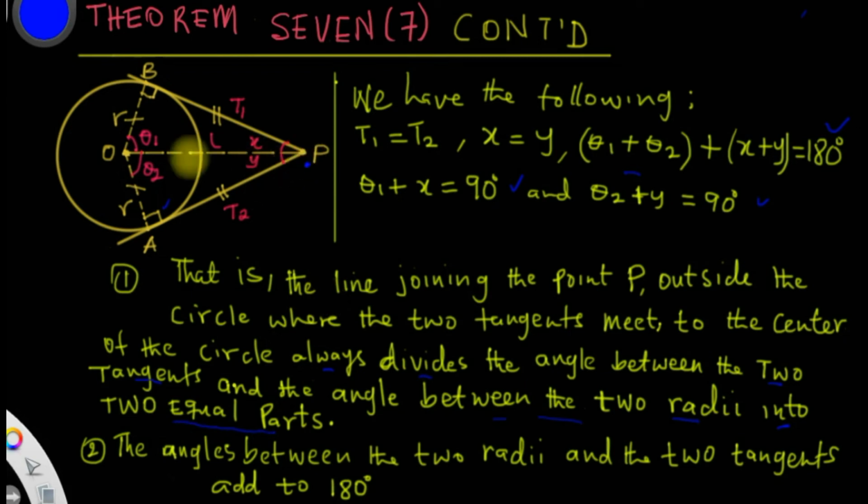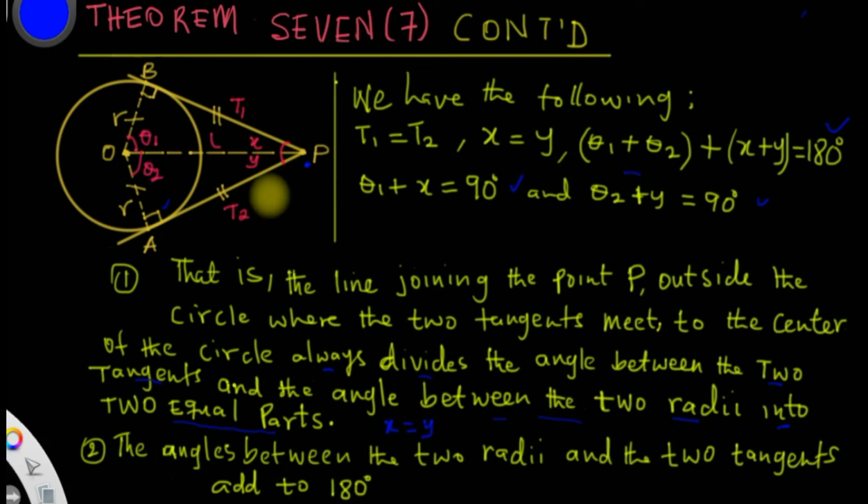So we are saying that the line joining this point, which is outside the circle and from which the two tangents are drawn, to the center of the circle, divides the angle between the two tangents into two equal parts, and the angle between the two radii into two equal parts. So we have put what we have said in writing: s is equal to y. This angle is divided into two equal parts, and theta 1 is equal to theta 2.